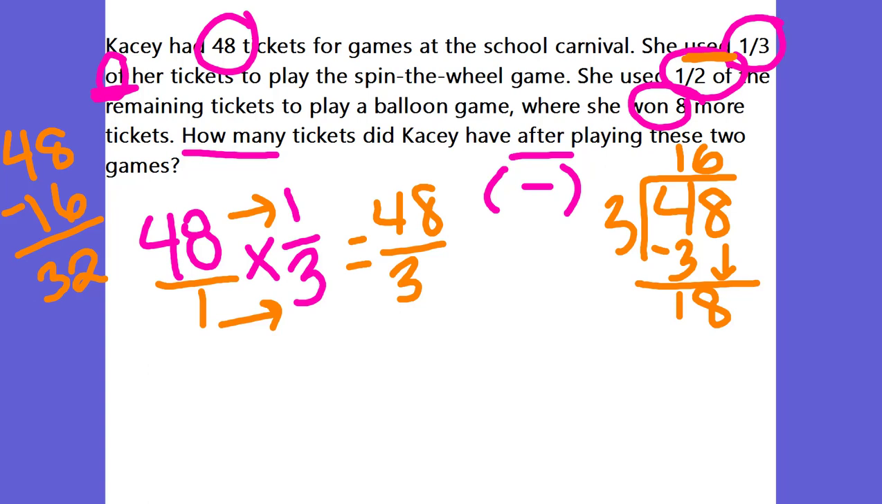Okay? Now, of these 32 tickets, she used half of them to play a balloon game. So I see half of. That means I would be multiplying my fractions.